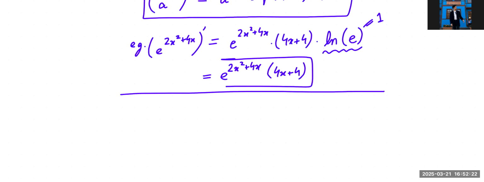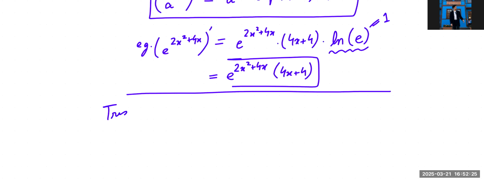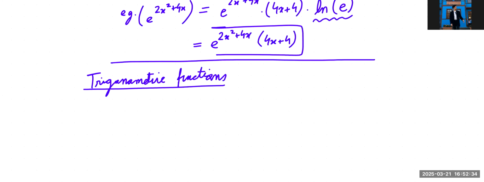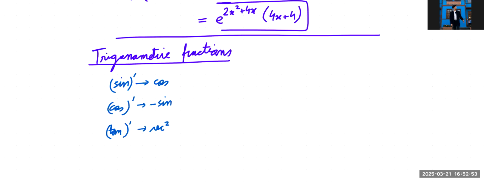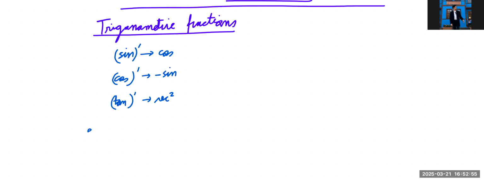Now, then you have trigonometric functions. Thankfully, they work the same way. So you do the outside first and then the inside. But before we talk about these, you need to know the basic derivatives of sine, cosine, and tangent. Remember that sine will always derive to cosine, cosine will always derive to negative sine, and tangent will always derive to secant squared. With that said, let me show you an example of the situation.